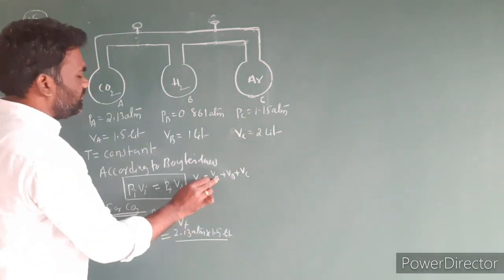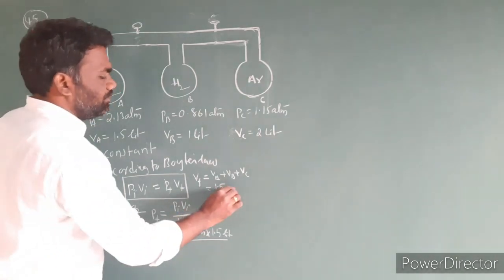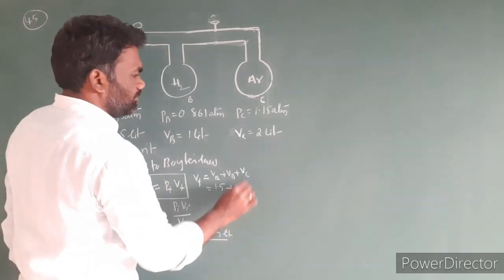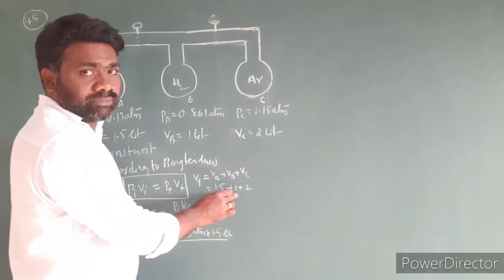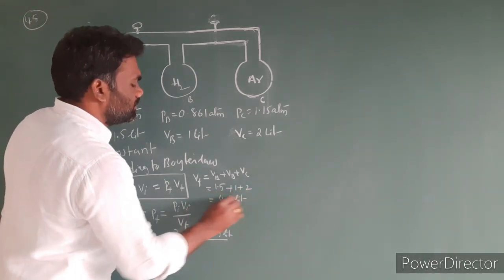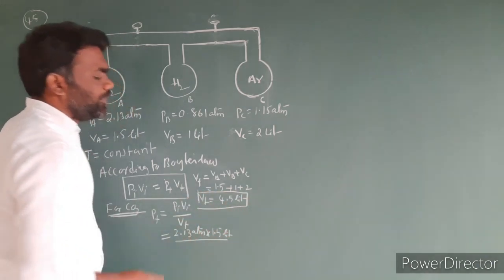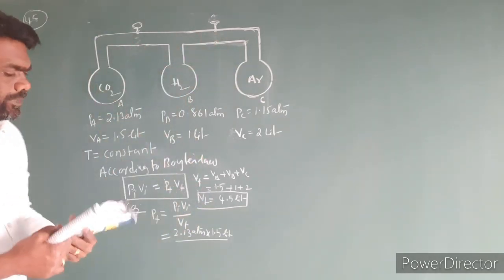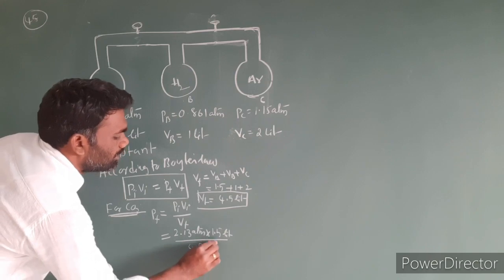That is equal to VA, how much is given? 1.5 liters. Plus VB, how much is given? 1 liter. Plus VC, how much? 2 liters, isn't it? The total is 1.5 plus 1 plus 2, which is equal to 4.5 liters. So this is V final. V final is equal to 4.5 liters because all the stopcocks are opened.